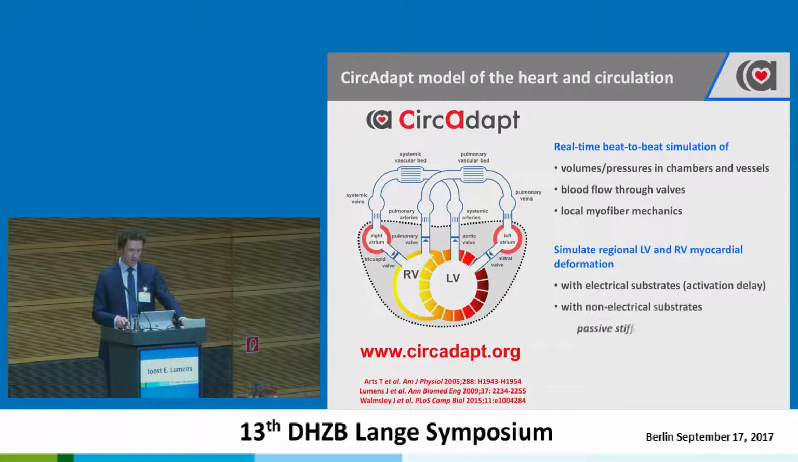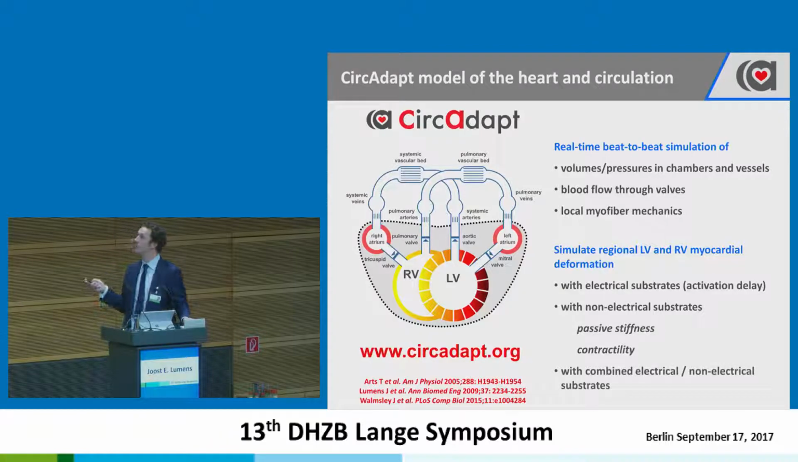In this model, we can vary regional parameters in the heart. For example, we can create a left bundle branch block. This is just an example and one of my other hobbies. So that's why it's shown here. But we can also change myocardial stiffness and contractility regionally in the heart.